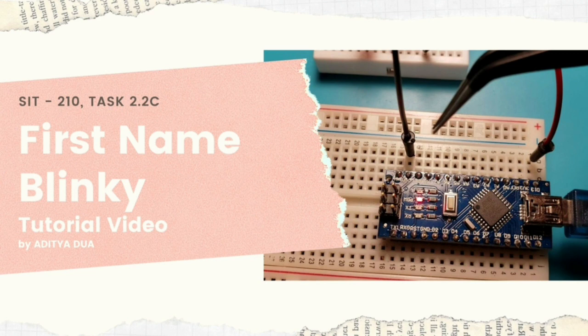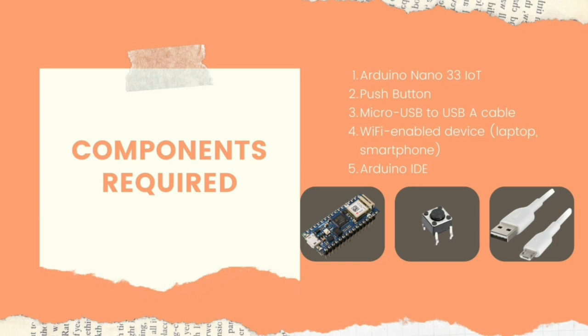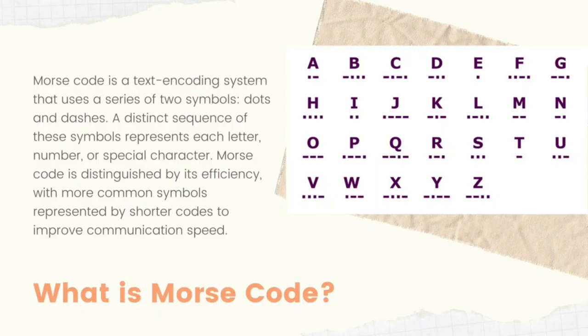The components required for the working of this application are Arduino Nano 33 IoT, push button, micro USB to USB A cable, Wi-Fi enabled device, which can be a laptop or a smartphone, and an Arduino IDE software. So let's start with what is Morse code.